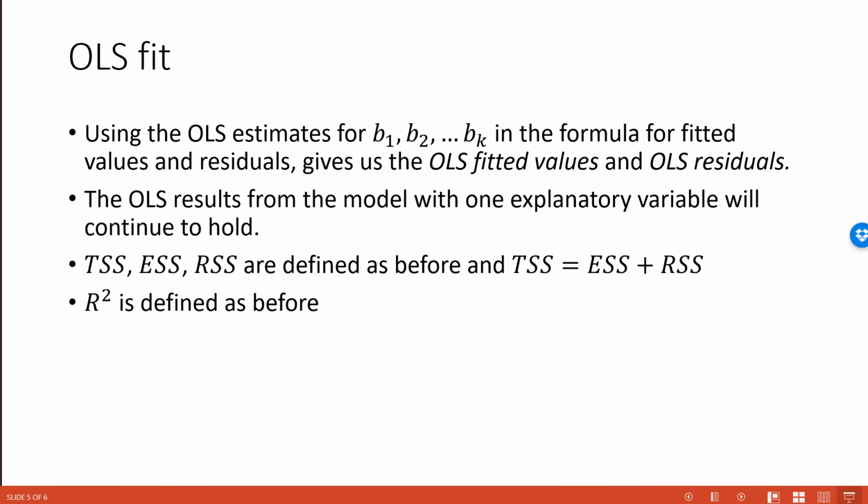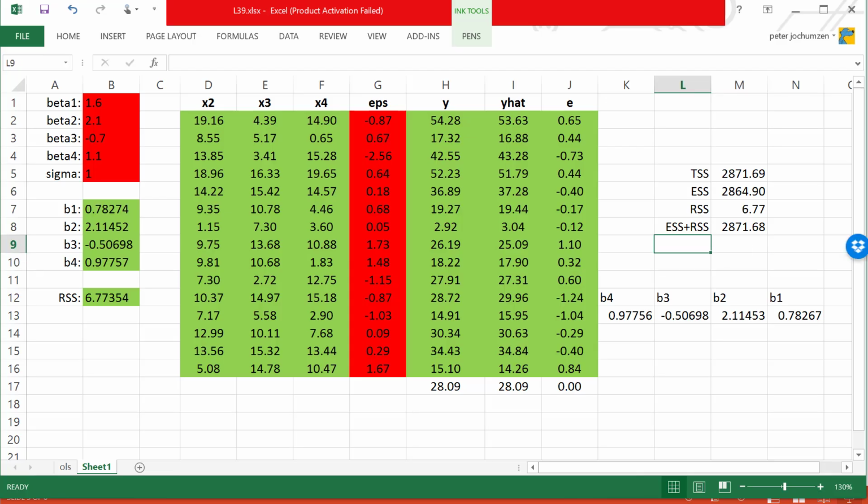So this holds. R square is defined just like before, no changes. So ESS over TSS, or if you like, 1 minus RSS over TSS. So we can calculate R2. Let's do that here. And it is ESS over TSS. About 99.8% is explained by the model.